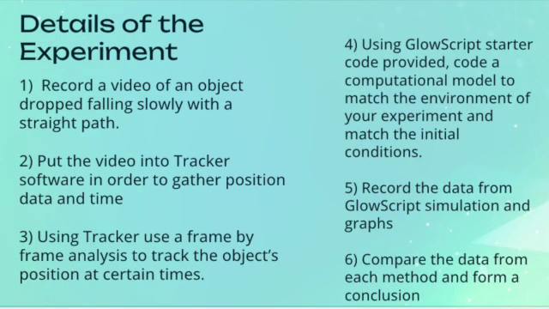The details of the experiment are: first, we will record a video of an object falling slowly in a straight path. We'll put the video into Tracker software to gather position data and time. Using Tracker, we'll use a frame-by-frame analysis to track the object's position at certain times. Then we'll use GlowScript to code a computational model to match the environment of our experiment and match the initial conditions accordingly. We'll record the data from GlowScript with the simulation and graphs, and then we'll compare the data from each method and form a conclusion.